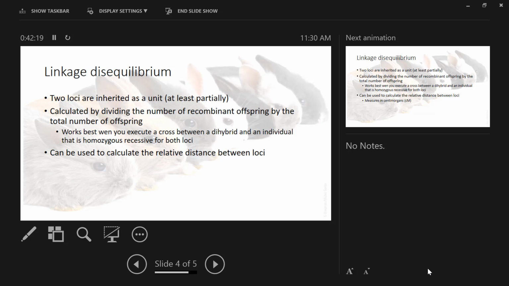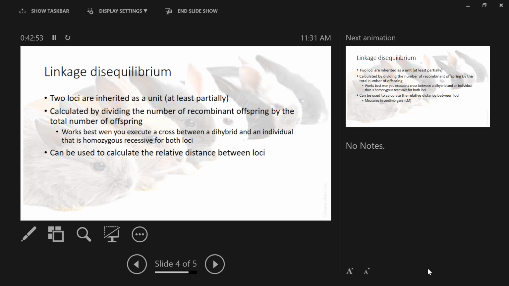If they're linked in such a way that they're too close together for crossing over to happen reliably in between the two, it means you're going to have way more offspring inheriting the chromosome as is than offspring that get a crossing over event and create a unique chromosome that didn't exist in mom. Right? Because the only way to get these combinations here is to create a chromosome that doesn't exist in mom. Right? To create a chromosome that has a capital A and the lowercase b.